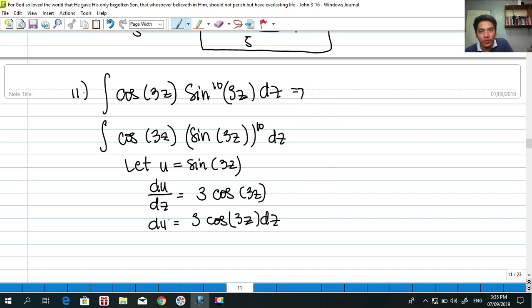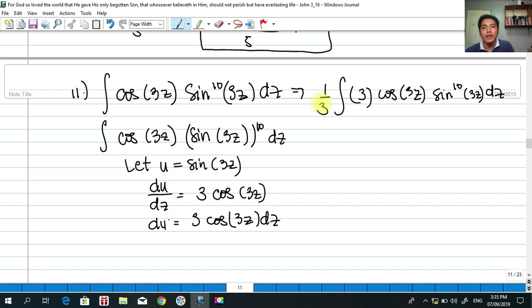If we have a correction factor of 3 here in order for us to perform u substitution, then again we are going to have a correction factor that is the reciprocal of what we included inside of the integral symbol. So that is 1/3, so that we can now perform our integration. We have 1/3 the integral of u to the 10 du. What is the u?